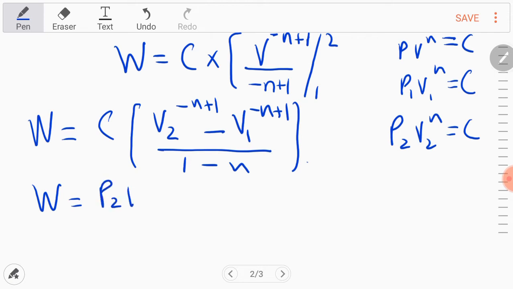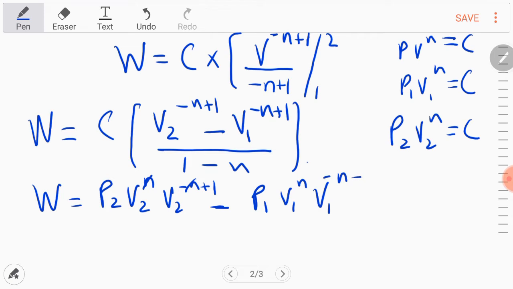So we can write P2 V2 power n and V2 power minus n plus 1. So n can be cancelled out. Similarly, when we multiply C with V1, we open the formula: P1 V1 power n multiplied by V1 power minus n plus 1.